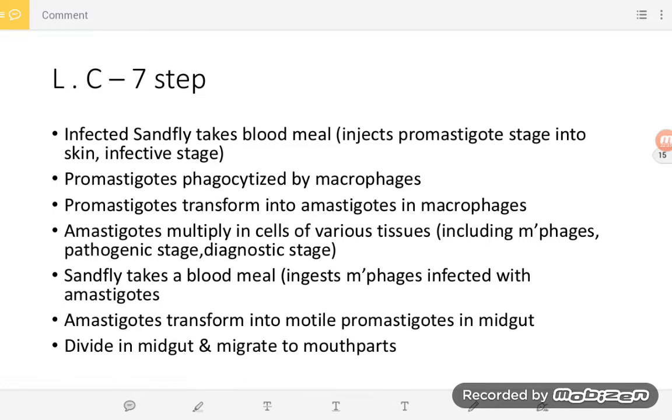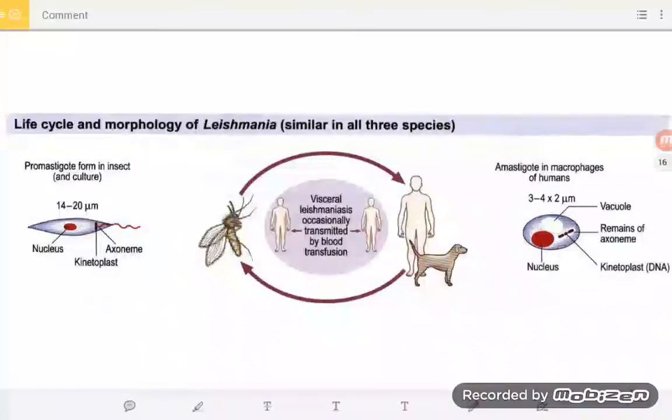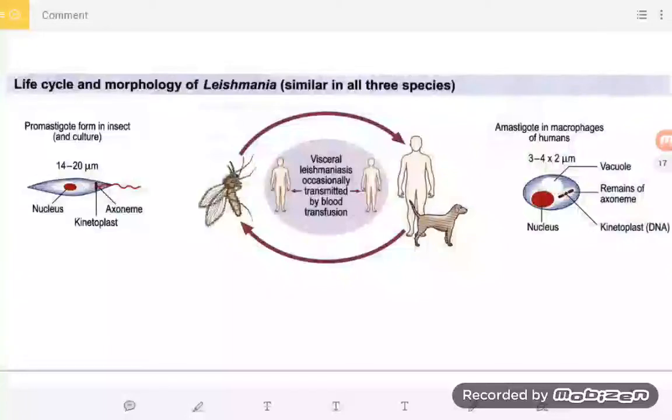When the sandfly takes a blood meal again, it ingests macrophages containing the amastigote form, and then the amastigote form transforms into the motile promastigote form in the vector. This divides in the midgut of the vector sandfly and migrates to the mouth parts, that means the saliva. When it takes a second bite, this promastigote form transfers into the host. This is the life cycle. The promastigote form is the infective stage. It is present in the vector and in culture.